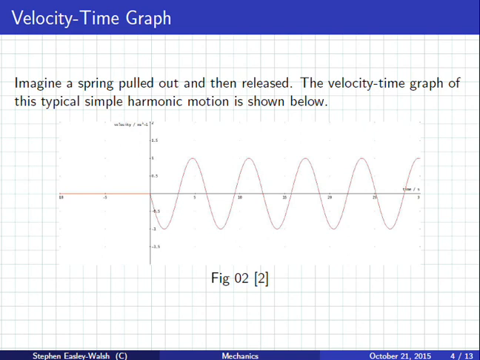So just a picture is all I want. Did you draw it? It should only take you a few seconds to draw. Yeah? Okay.